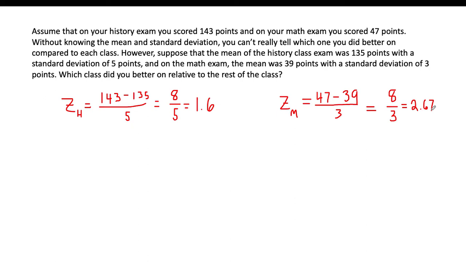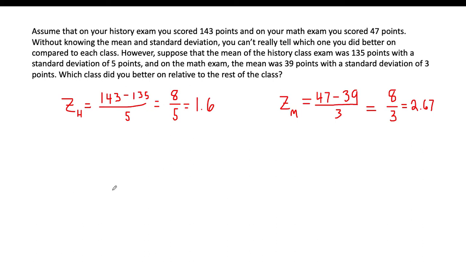And so clearly, or I say clearly, hopefully it's clear that the math exam score was much better, because it's over 2.5 standard deviations away, which is really, really far. The person did well on the history exam. They scored over 1.5 standard deviations away at 1.6, but that's nowhere near compared to 2.67. So using the z-score to make comparisons across distributions is a really useful way of using the standard deviation.